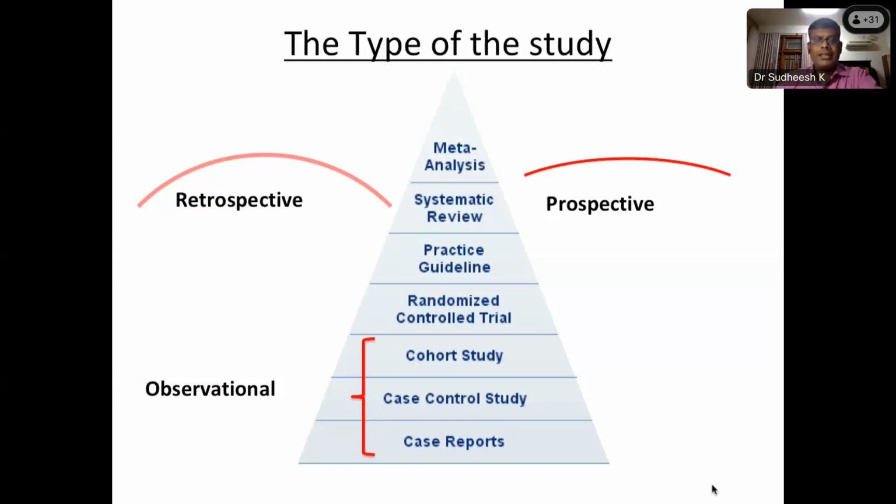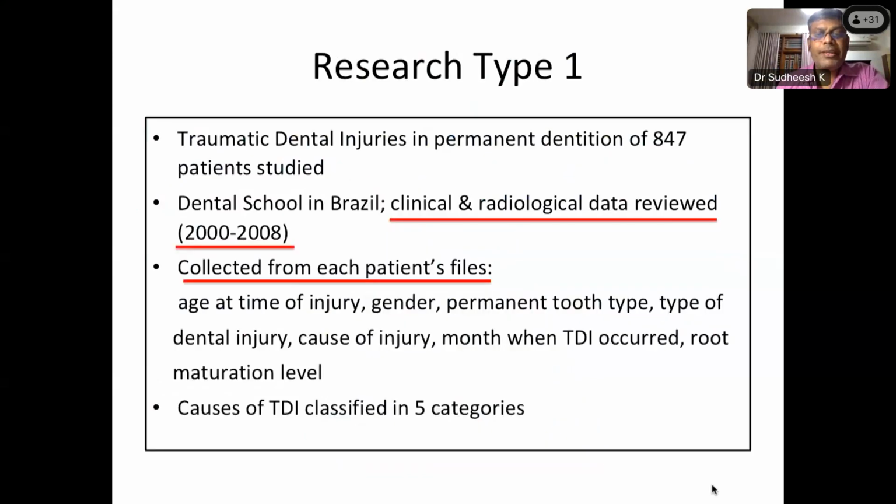The last three, that is cohort, case control, and case reports, are basically observational because you don't do any intervention there. Likewise, randomized control trials are the ones where you actually do an intervention and observe how that intervention changes the characteristics of the patient population.